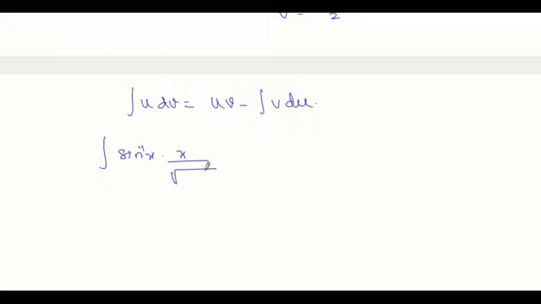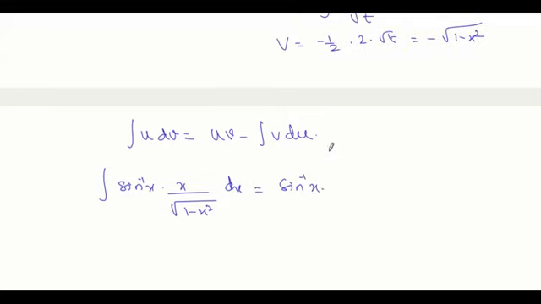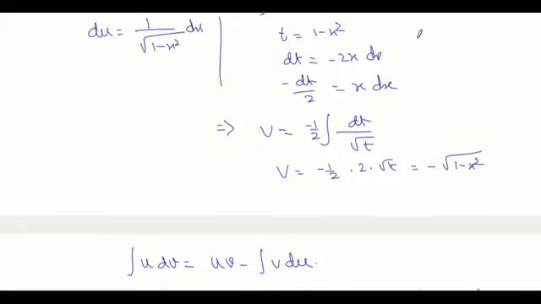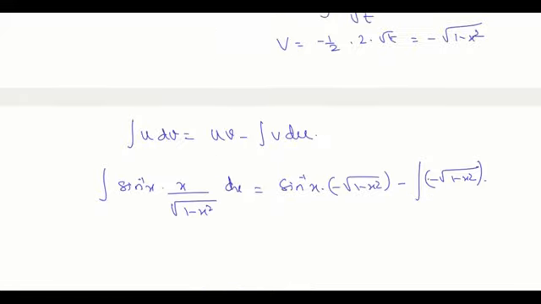Children, so we write the formula once again for you. It is integral u dv equal to uv minus integral v du. You know what is u? It is sin inverse of x. Then dv is x by root of 1 minus x square dx. That's all. u is sin inverse of x itself. v, we found, is minus root of 1 minus x square, minus integral v du. v is already minus root of 1 minus x square only. Then what is du? We found du is 1 by root of 1 minus x square dx.